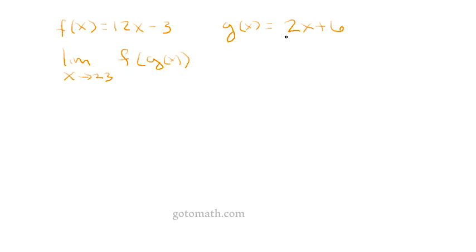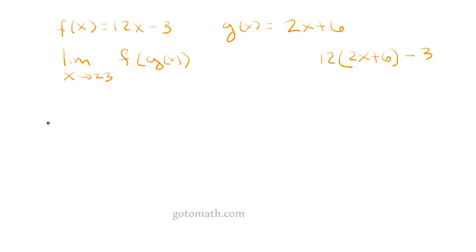Alright, so what we could do is take this function here, we'd have 12 times 2x plus 6, and then minus 3, and then simplify all that down. This is f composed of g of x, and then simplify all that down and put it in here and then do the limit. But actually there's another way of doing this, and I'm going to state a theorem.